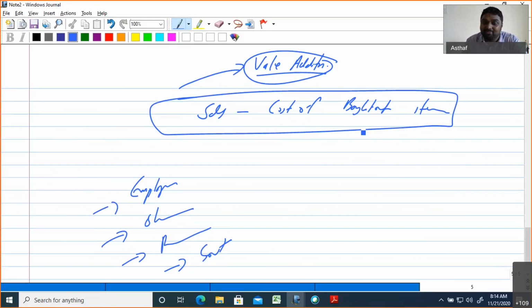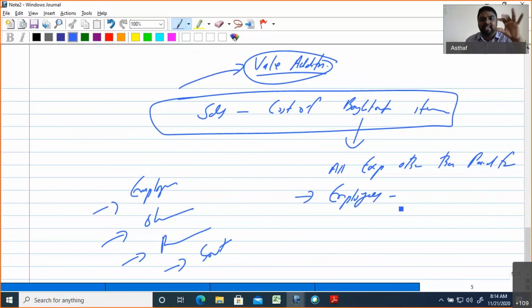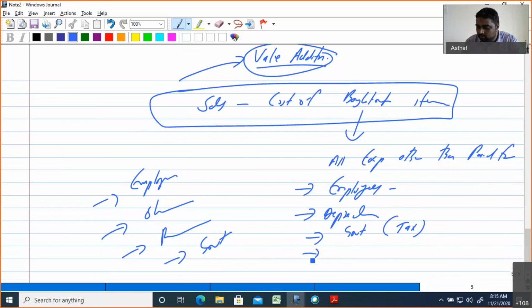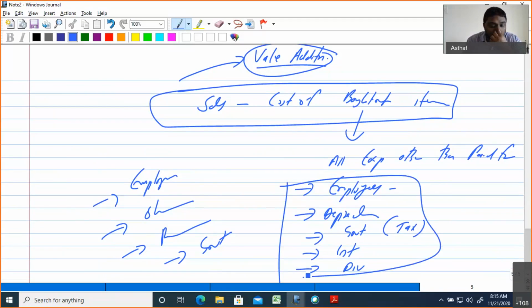What is cost of bought out items? All expenses other than those paid for employees, any kind, salary, anything, depreciation, then government, what will come? Tax, all those things. Then providers of fund, interest, shareholders, dividend. So expenses other than all these we call cost of bought out goods. Otherwise, it is called cost of bought out goods.